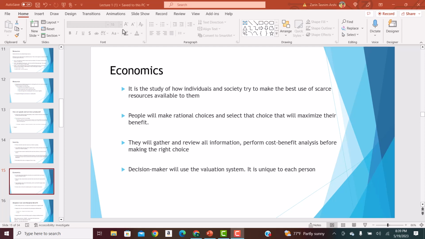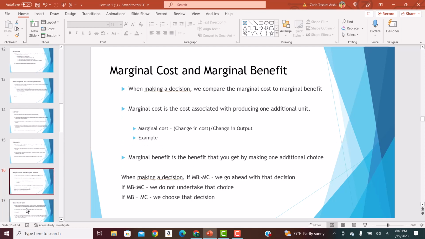Now, this is very common in economics, and that's why we study economics: to understand the market, to understand how we can make clever decisions in our everyday life, and how the society or the economy as a whole can make decisions that will benefit most of the people in the society. We're going to talk about marginal cost and marginal benefit next.